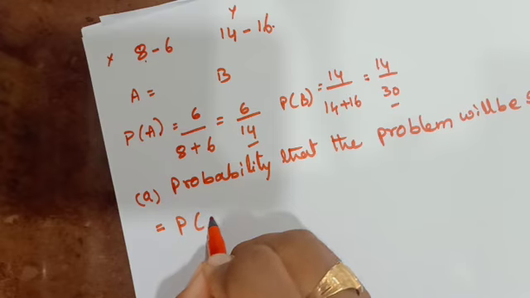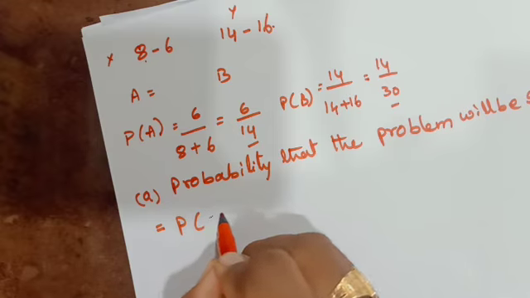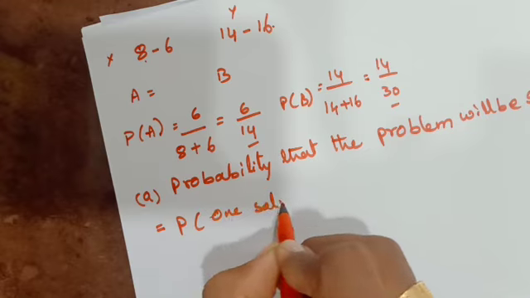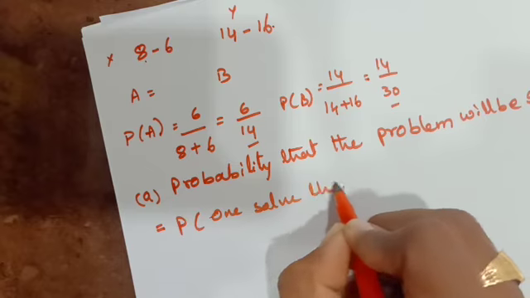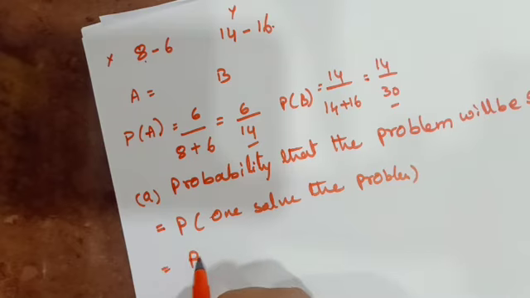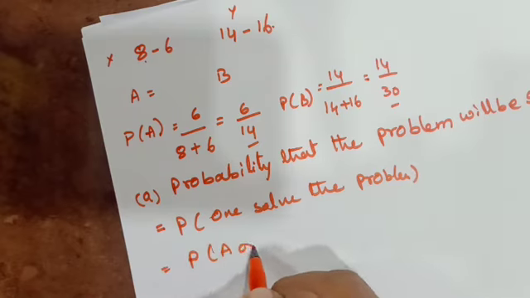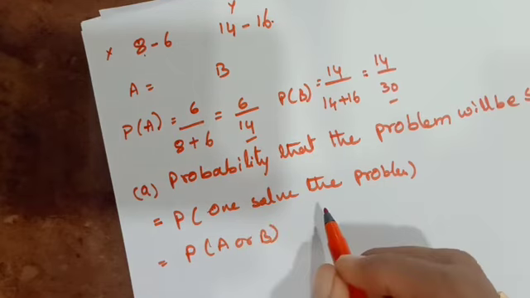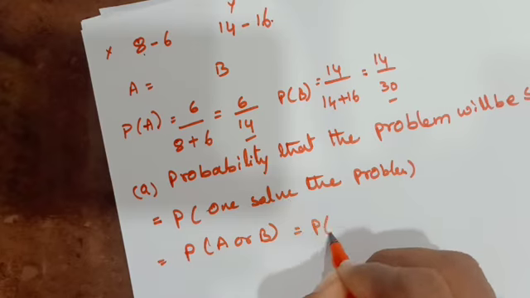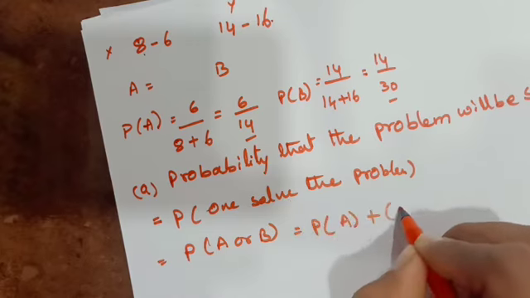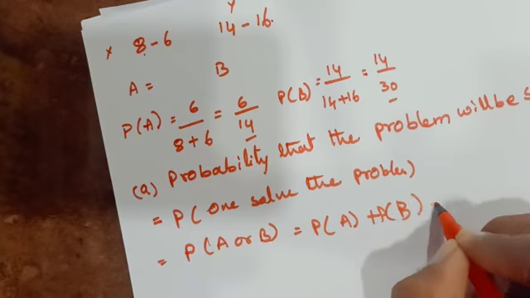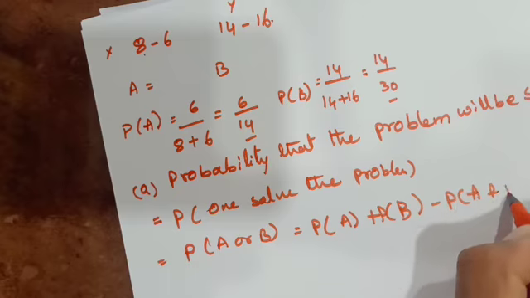At least one of them solves the problem, any one of X or Y. I am considering this: one solves the problem. That is equal to P of A or B. Here X I am considering as A and Y as B. So P of A or B is equal to P of A plus P of B minus P of A and B.